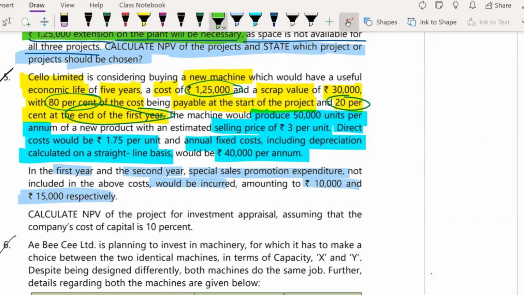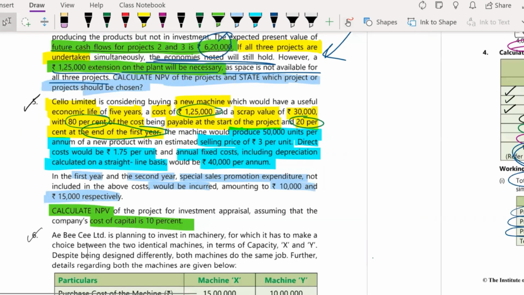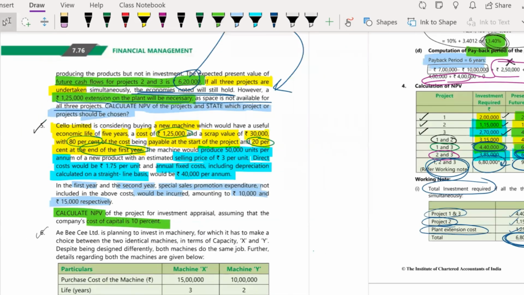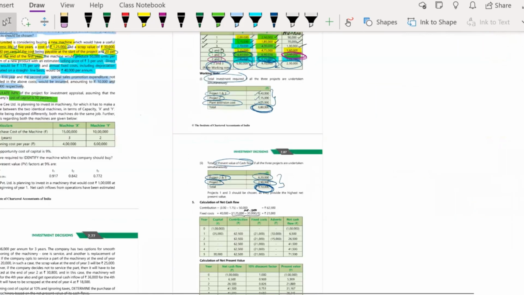Okay. So this is given here. Then they are telling you to calculate NPV for the investment appraisal, assuming that the cost of capital is 10%. Easy. Again, you have to find out NPV. To find out NPV, you need two things: present value of cash outflow and present value of cash inflow.